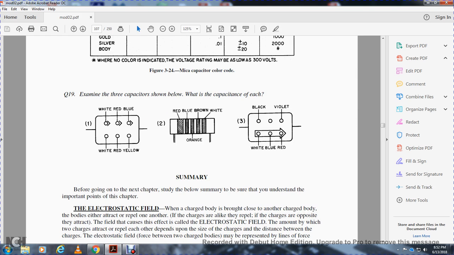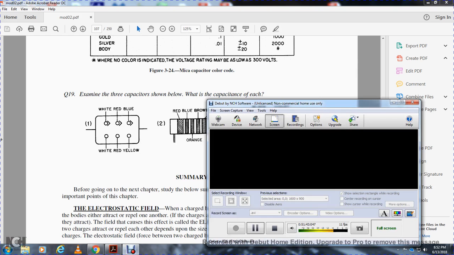All right, summary. Before going to the next chapter, start with the summary to help you understand the important parts of the chapter. We're going to go over the summary tomorrow or maybe tonight.